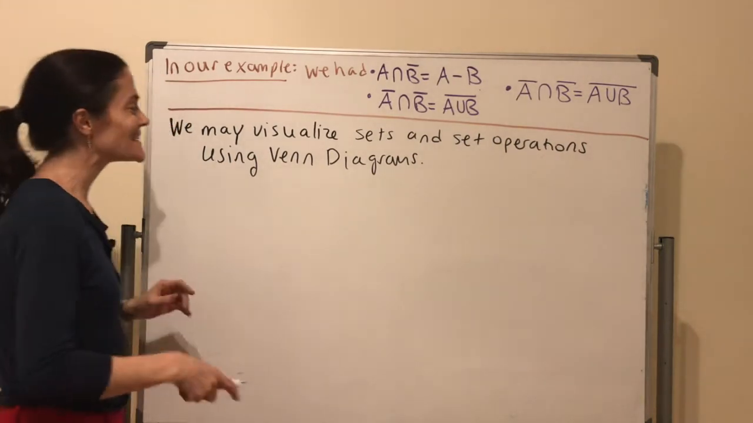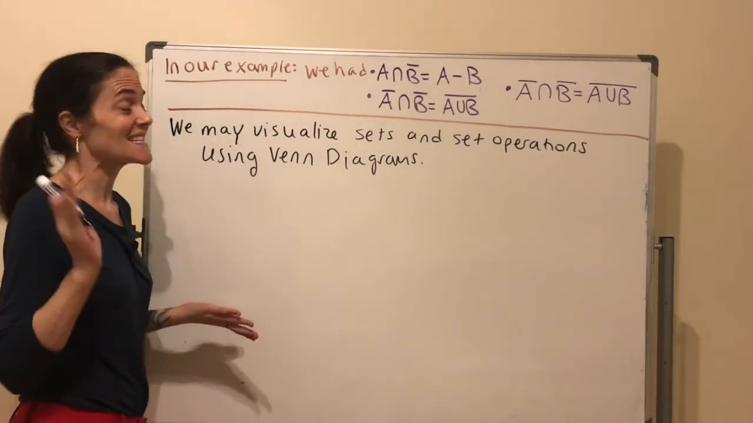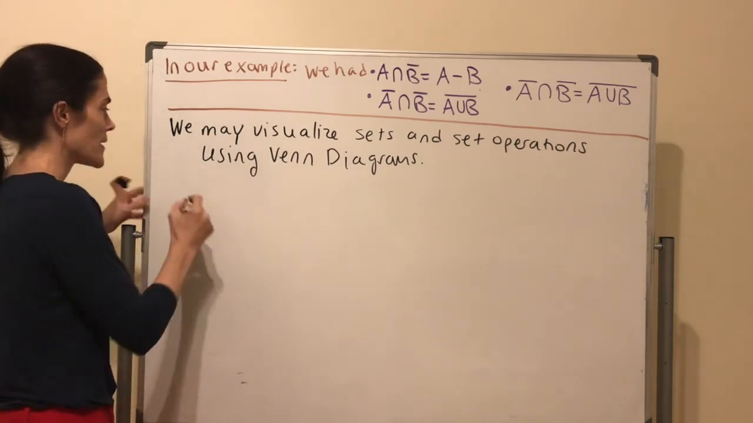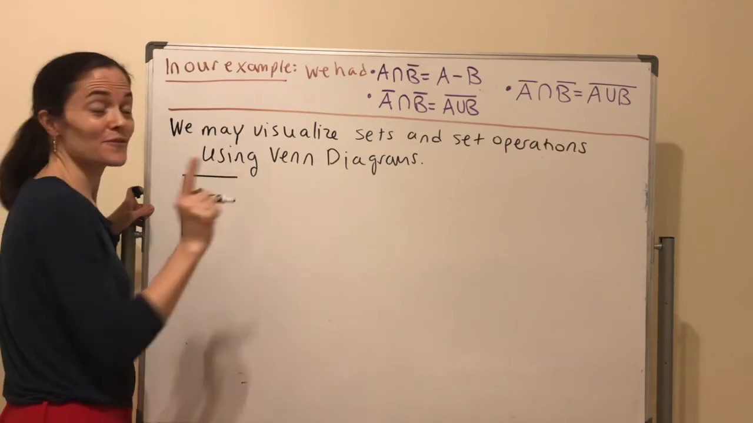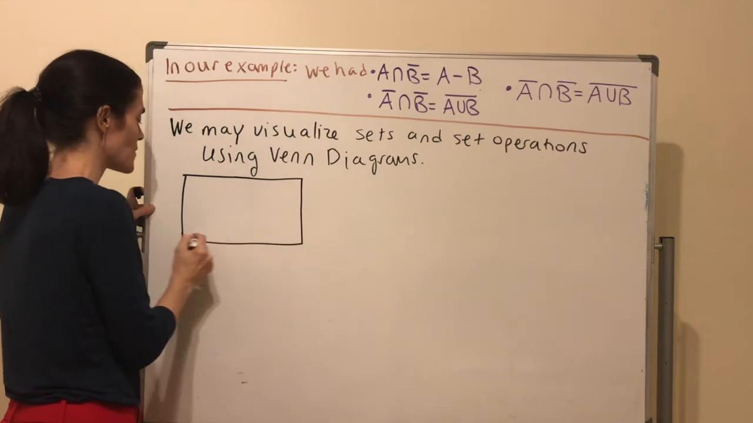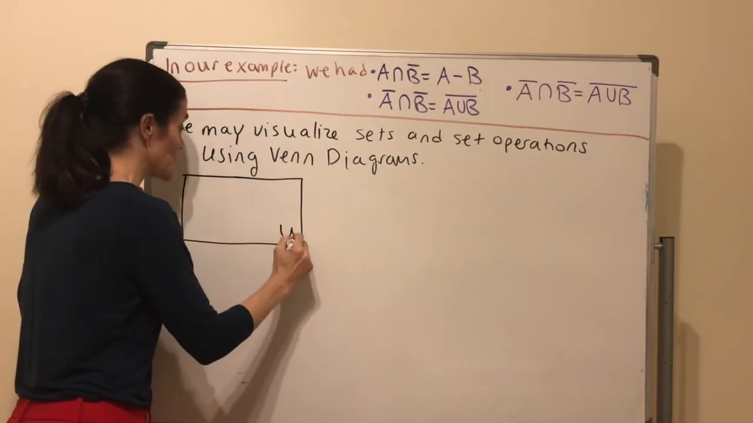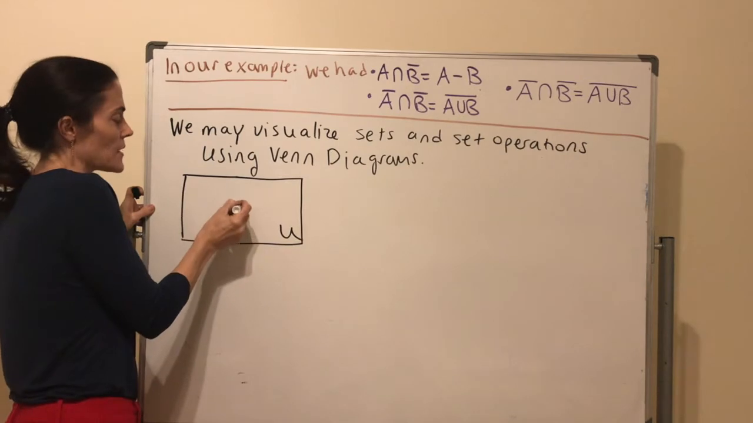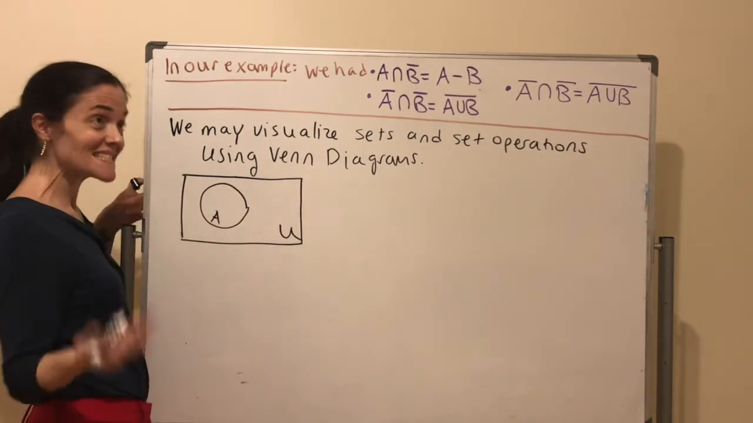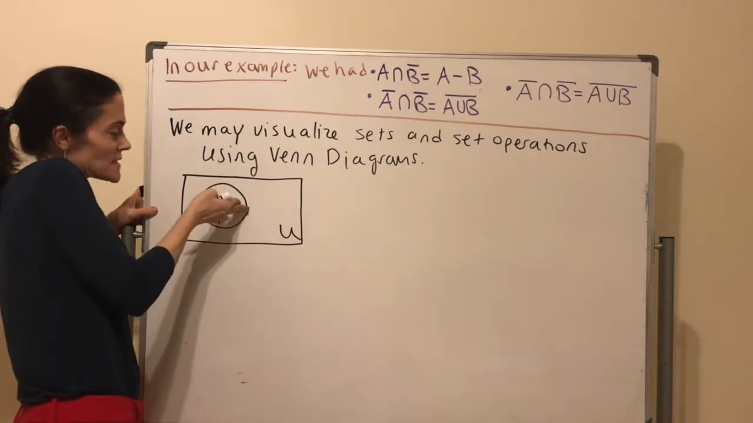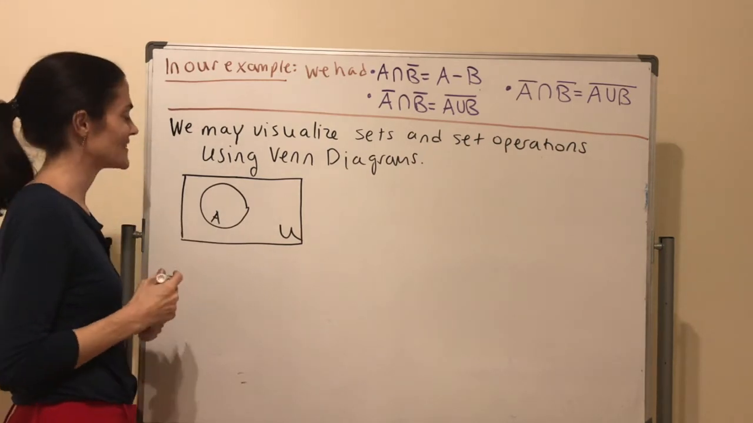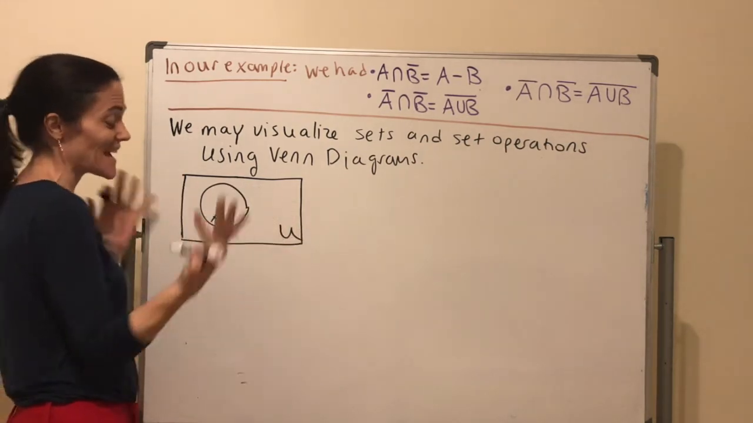But as I mentioned, we can visualize sets and set operations using a Venn diagram. So what is a Venn diagram? Well, I'll draw first a Venn diagram for just one set sitting inside a universe. We will typically draw a box, or a rectangle, and this is our universe U. Sitting inside U is a set A, and you really think about the set abstractly as just occupying the space of this circle. So this is A sitting inside a universe.